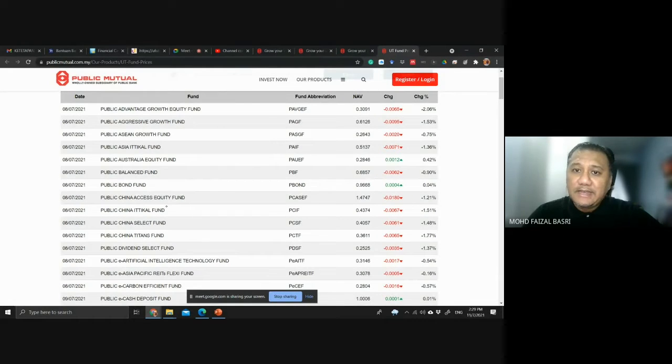If the NAV price goes up, say you buy at 96 sen, for example a public bond fund at 96-97 sen, and I don't know, next month it rises to RM1.20, then you can sell at 120. So you buy at this price, you sell at a higher price. So the nature is the same as stocks.